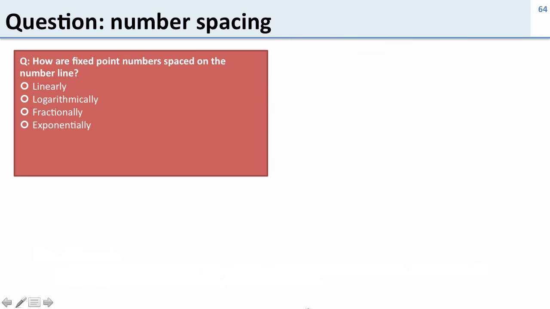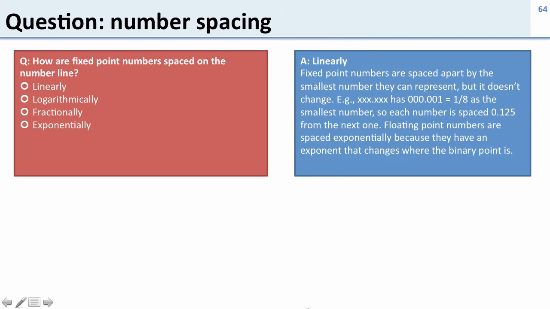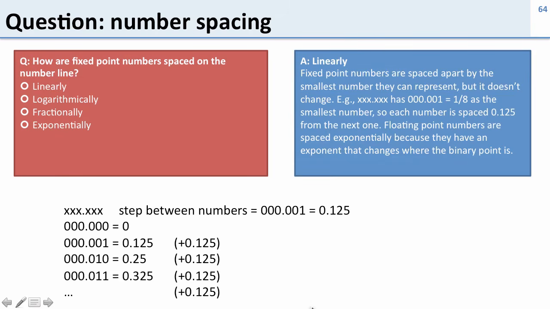So question, how are fixed point numbers spaced on the number line? We saw how floating point ones are spaced. How are fixed point ones spaced? So fixed point numbers are spaced linearly. They're the same space apart.